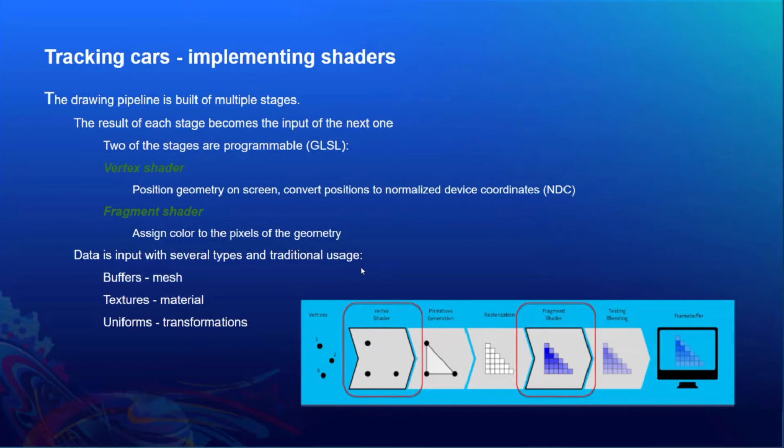One of them is the vertex shader, the other one is the fragment shader. The vertex shader is responsible for translating each vertex from whichever coordinate space it is in into normalized device coordinates. And the fragment shader is responsible for coloring the pixels, or what we call texels. The inputs to the vertex shader are buffers, textures, and uniforms. A uniform, think about it as a constant through the duration of the execution of each shader.